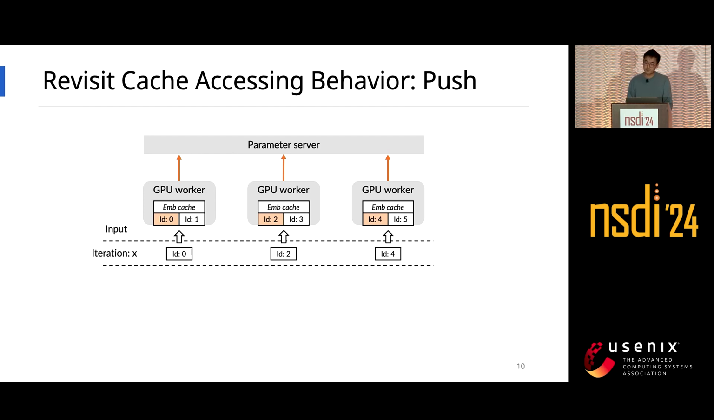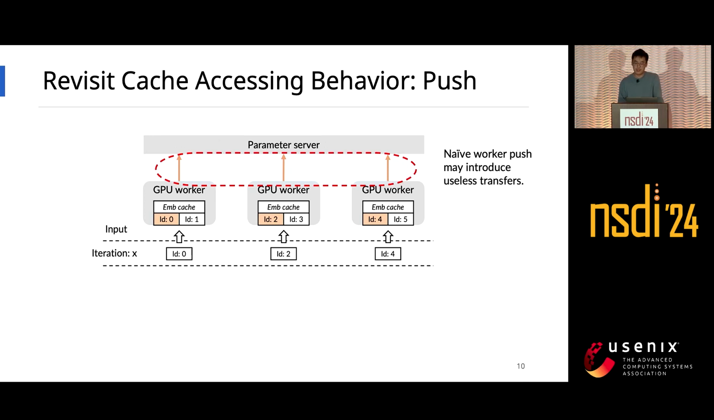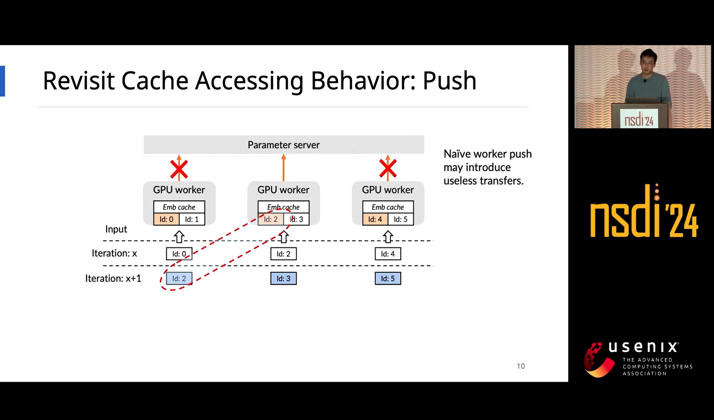In addition, we also revisit the cache behaviors in the worker push. Following the previous example, after the GPU workers are trained with these samples, they need to synchronize the locally updated embeddings with the parameter server. A naive solution is to push all updated embeddings, while it may introduce unnecessary transfers. Actually, we only need to push some necessary embeddings to the parameter server, which are required by other workers in the following iterations. Here is an example. We find that only embedding 2 is required by other workers in a future iteration. Therefore, only the middle worker needs to push the updated embedding to the parameter server. Other transfers can be avoided.